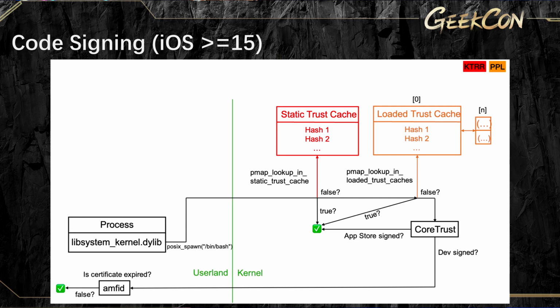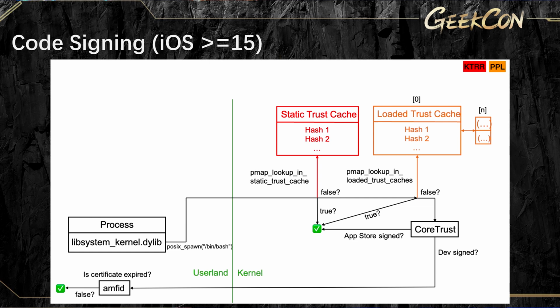These are essentially objects in the kernel memory that contain hashes of binaries that are allowed to be executed. This is in practice done for the binaries shipped by the operating system as part of the static trust cache. But there's also a mechanism that allows Xcode to mount additional images, and for the binaries on these additional images to execute, Xcode will trigger a loaded trust cache to be loaded. This is cryptographically signed by Apple, so we cannot directly just load any trust cache we want.